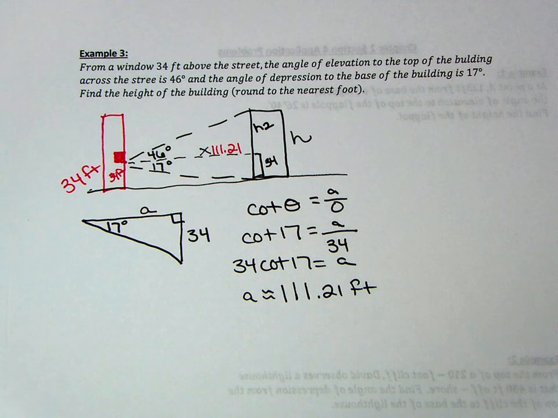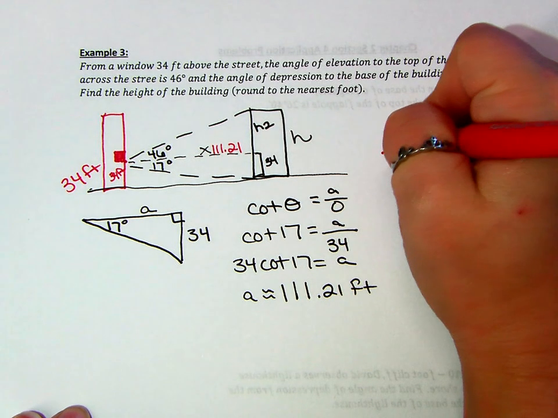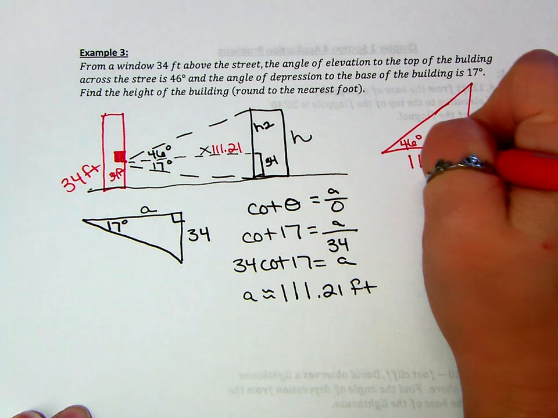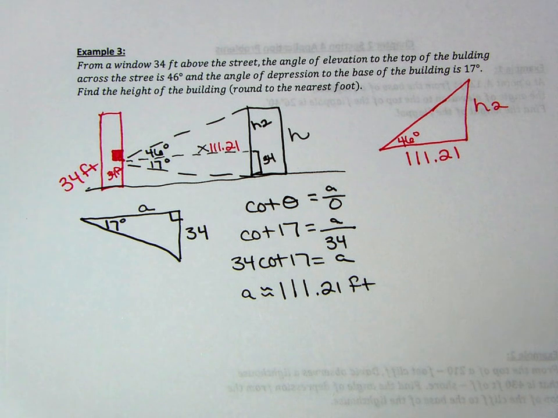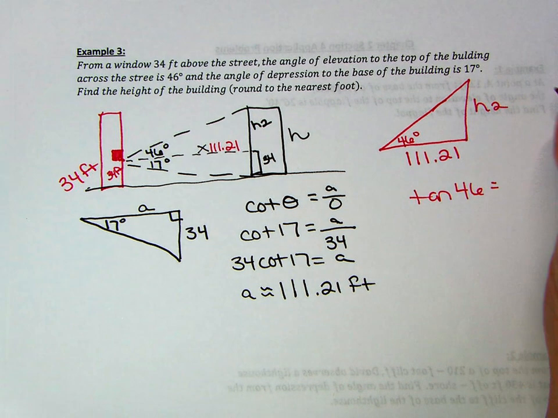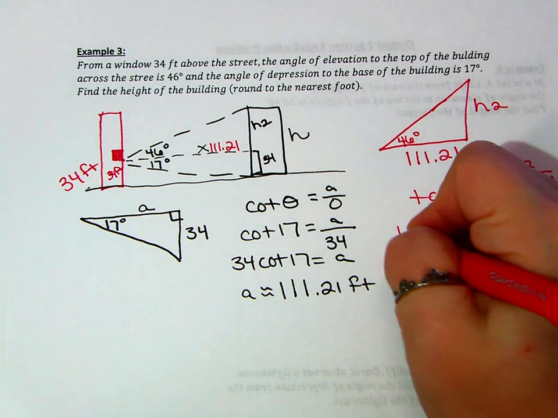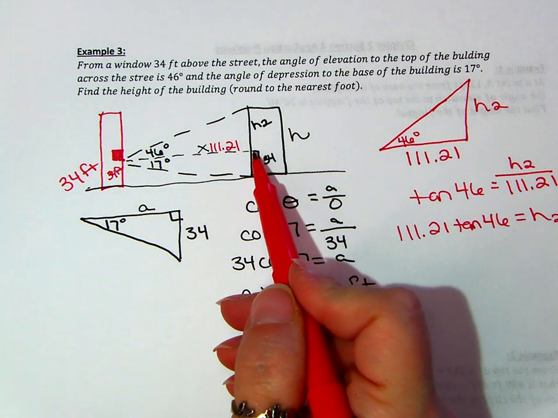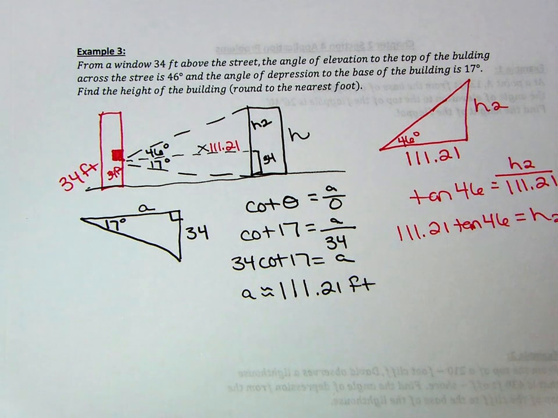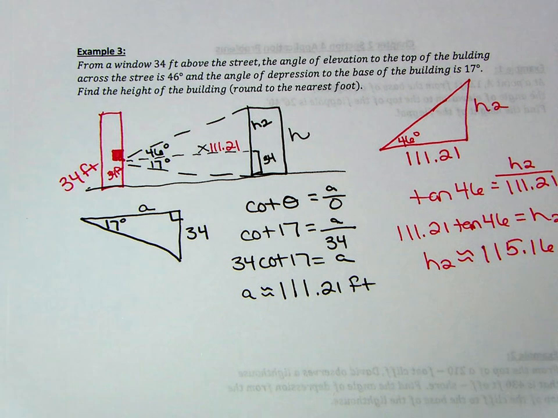So over here, let's look at the elevation triangle, just to keep it a little cleaner. We have 46 degrees. We know that this length is 111.21. We need to know what this one is. So what trig function am I going to do? Yeah, tangent. If I do tangent of 46, that's going to give me opposite over adjacent, so it'll give me H2 over 111.21. So 111.21 times tangent 46 will tell me how tall the building is when we start at that 34 feet off of the ground mark. And we find that H2 is approximately 115.16 feet.